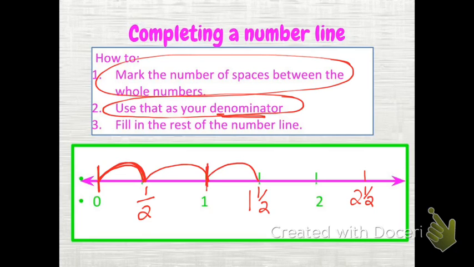Okay, so far? Now, the other piece is, for every one of these, I want you to write the decimal that goes along with it. So, what is 1/2 as a decimal? 0.5. So write it, 0.5.